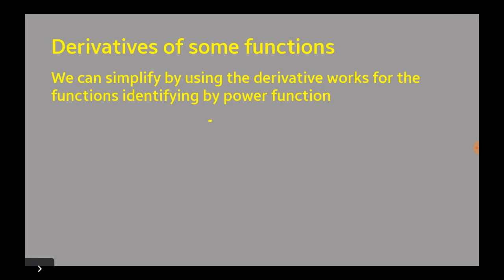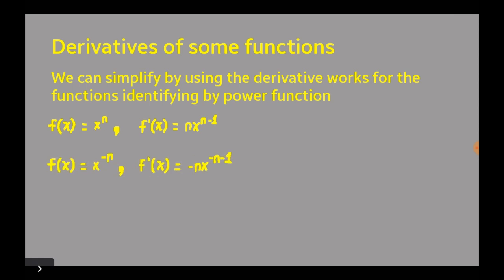Here is the derivative of some functions. We can simplify by using the derivative rules for power functions. Like this, f of x equals x to the power of n. Let's differentiate it. f derivative at x must be n x to the power of n minus 1, by using the proof and also the theorem.